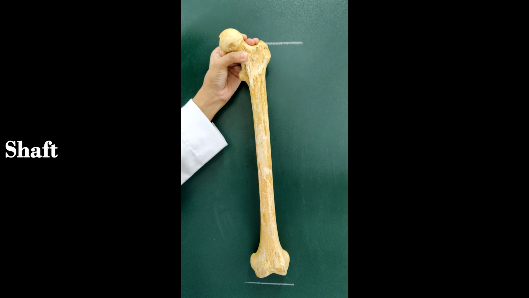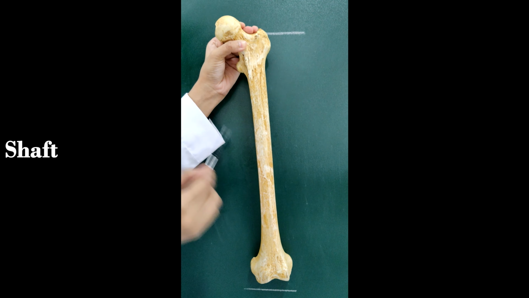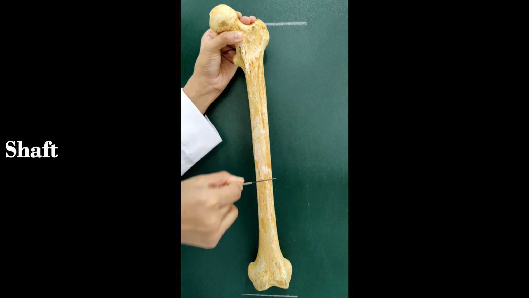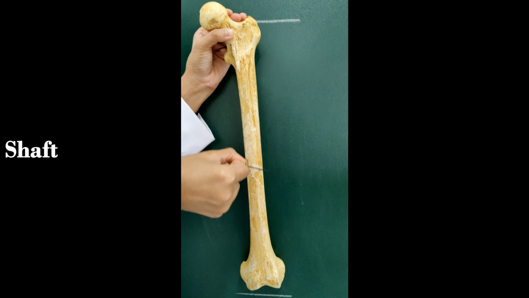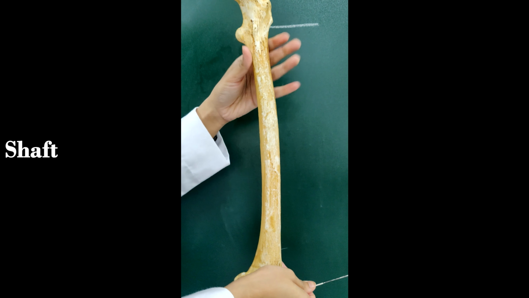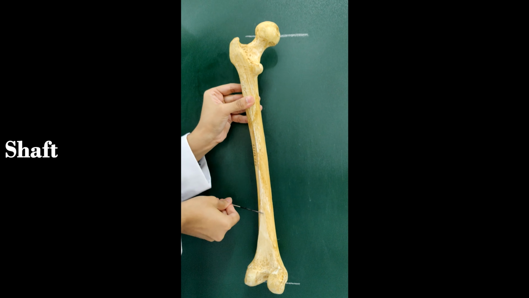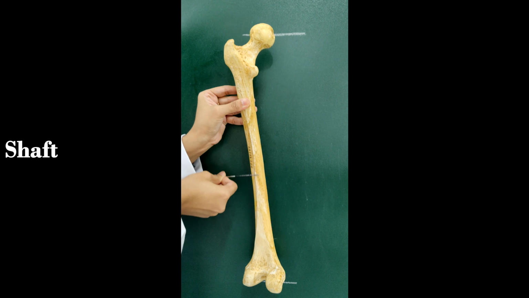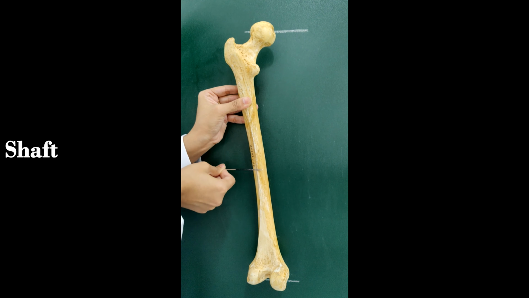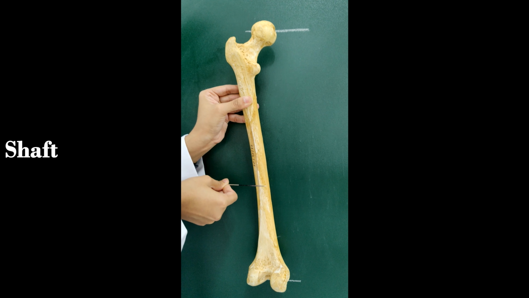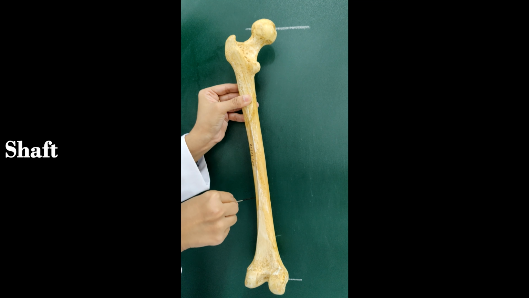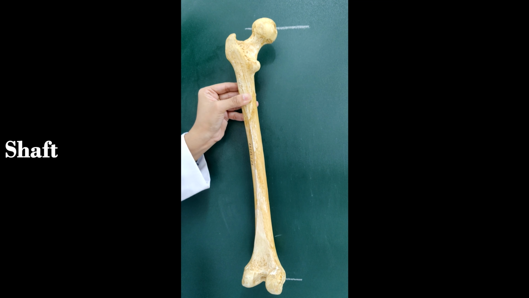It has three borders. This is the medial border. This is the lateral border. And posteriorly, this is the posterior border, which corresponds with the linea aspera. The medial border and the lateral border are ill-defined.